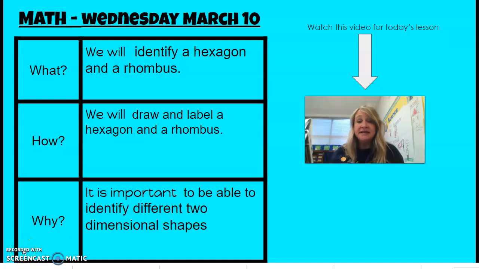So today we will identify a hexagon and a rhombus. We will draw and label a hexagon and a rhombus. Why? Because it is important to be able to identify two-dimensional shapes.